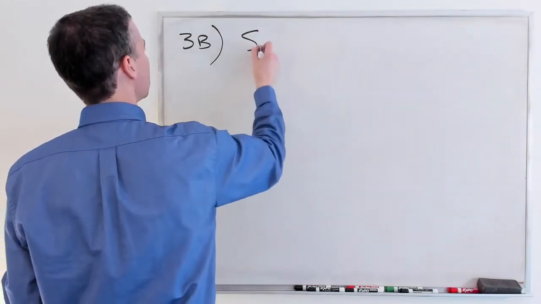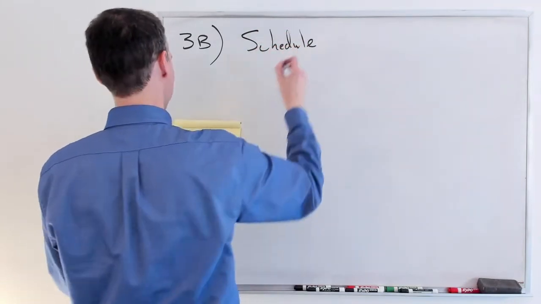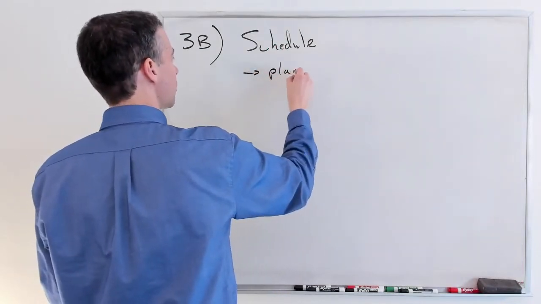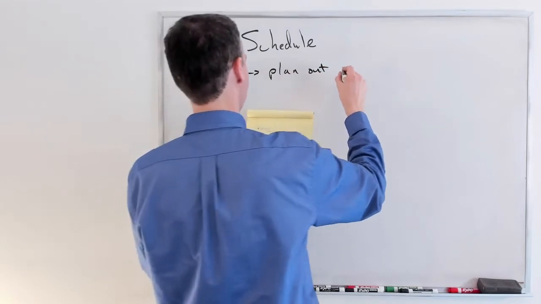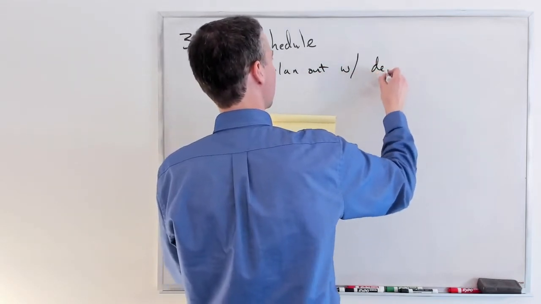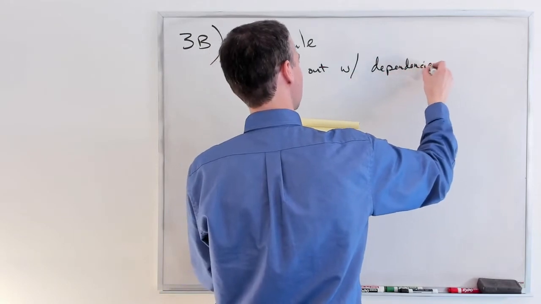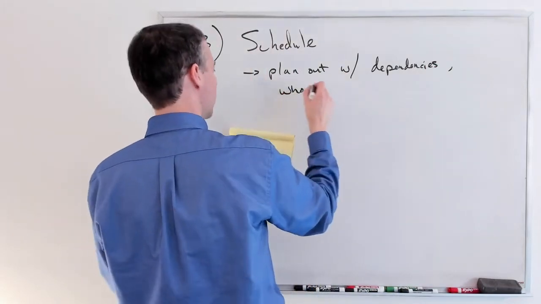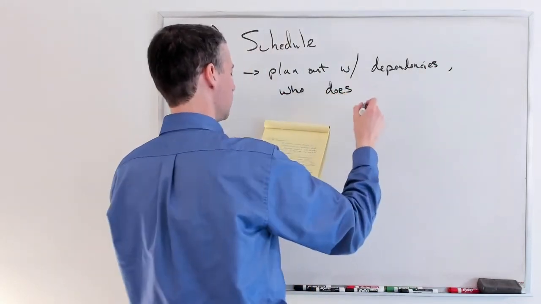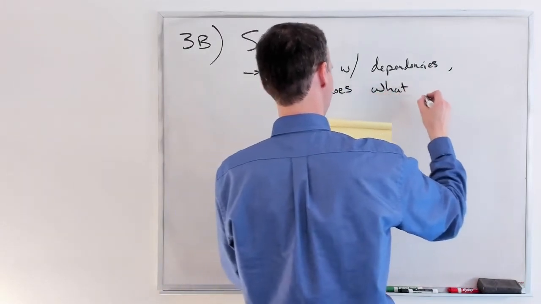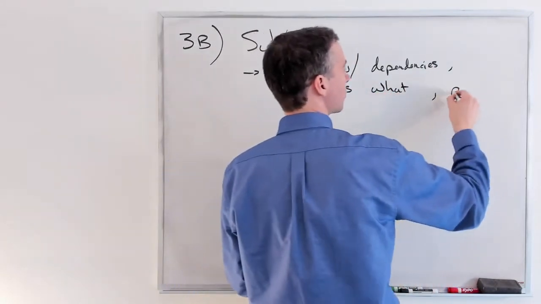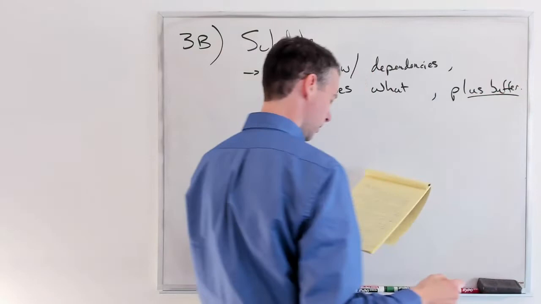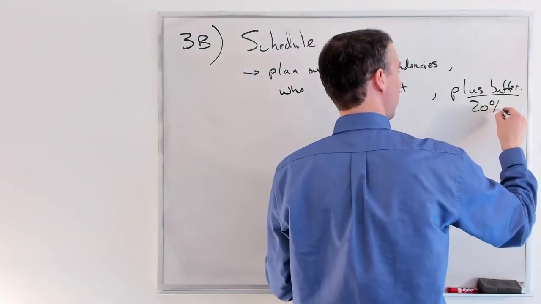Scheduling. Well, one way that people will schedule is to plan out your whole schedule of all those tasks with all of their dependencies. First, we have to do this, then we have to do this, and so forth. And then you also note for each of those who is going to do that task. And then you're going to tack on some sort of buffer to the project. Buffer is typically noted should be about 20%.